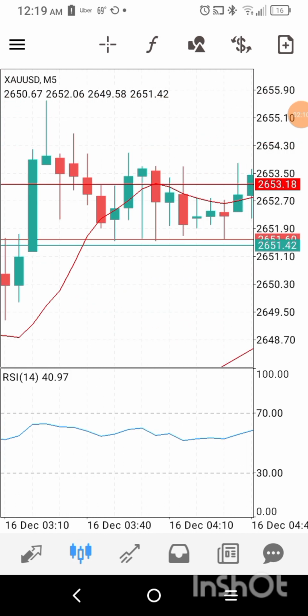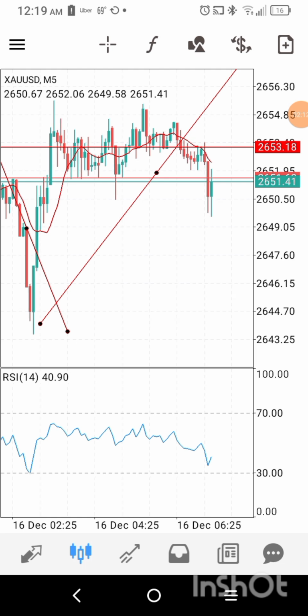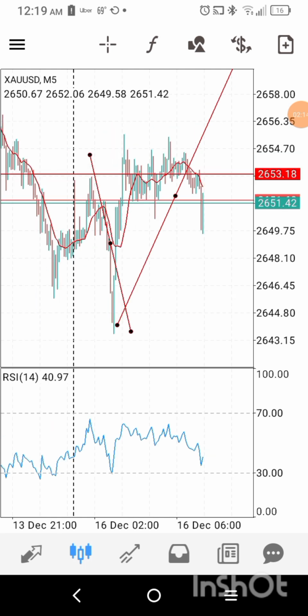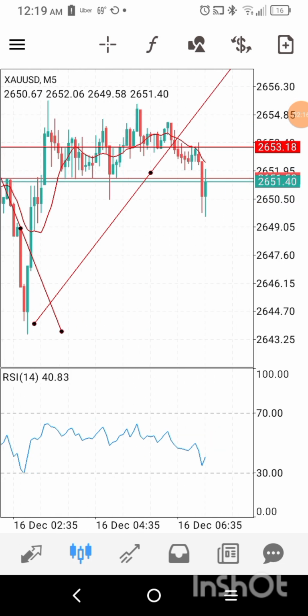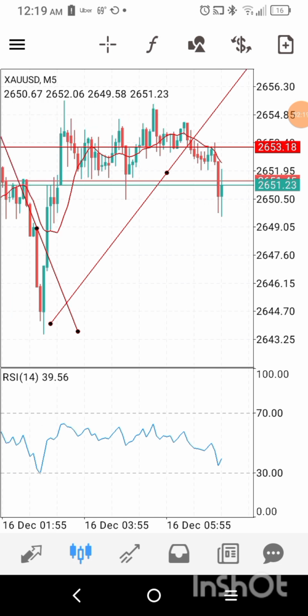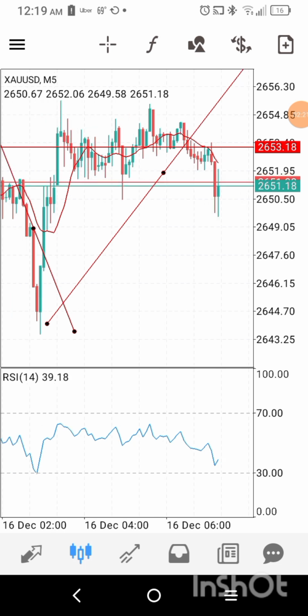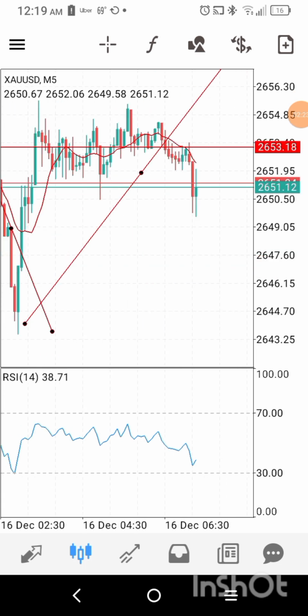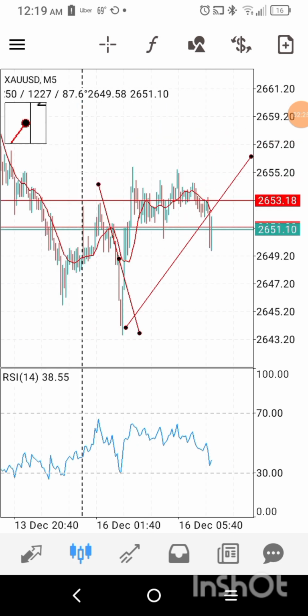And then I put another trend line. Trend lines are very important. You have to pay attention to everything. You need to know how to use trend lines. This is an uptrend line, I made it an uptrend line.